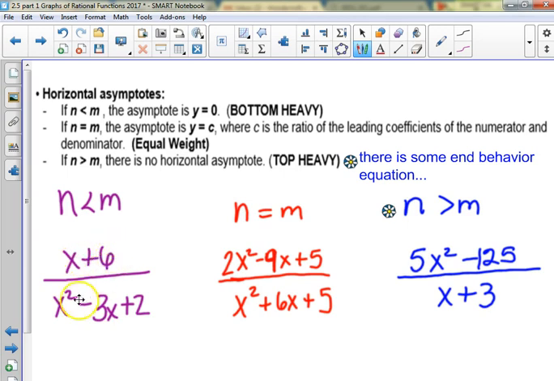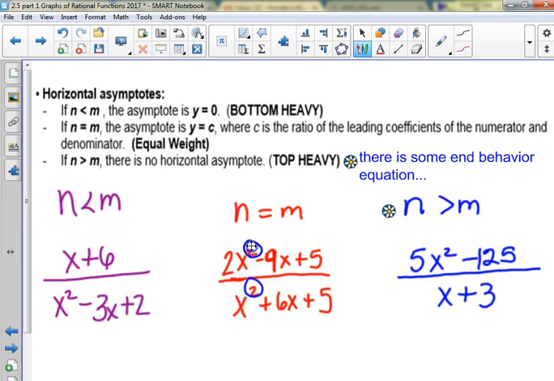So it doesn't matter how big the top is, the bottom is huger, right? So it's going to approach 0 because we're dividing by something much bigger than the top. All right, this says degree what over what? Degree 2 over degree 2. Okay, so that's called either equal weight, or I think the brown sheet calls it even Steven.